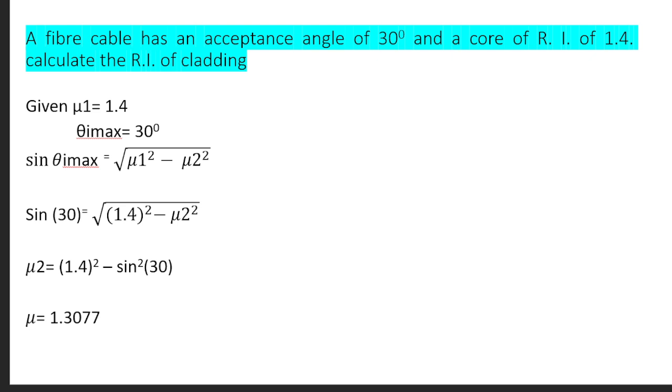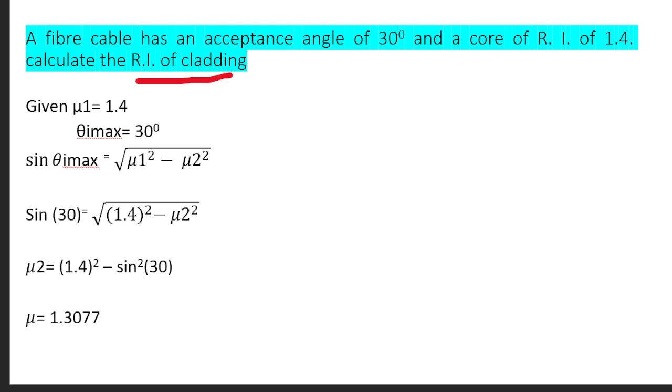Now the next numerical: a fiber cable has an acceptance angle of 30 degrees and the core refractive index is 1.4. Calculate the refractive index of the cladding. So they are giving the acceptance angle and the refractive index of the core and you have to find the refractive index of the cladding. That means they are giving mu1 and you have to calculate mu2.